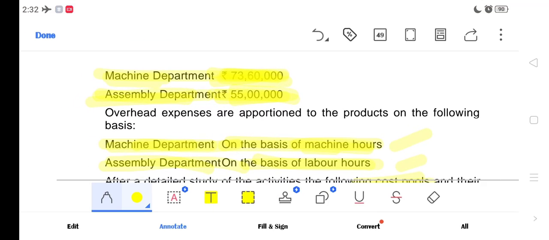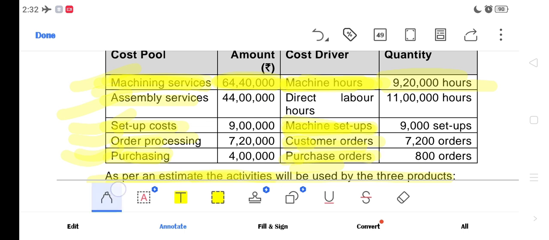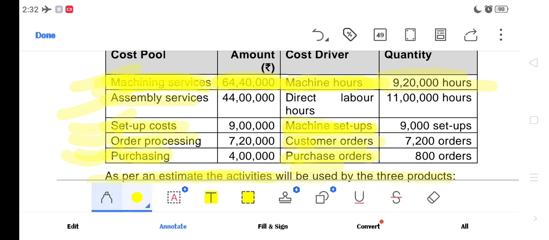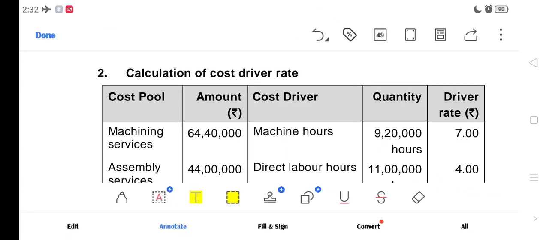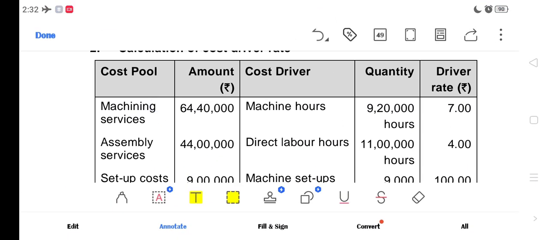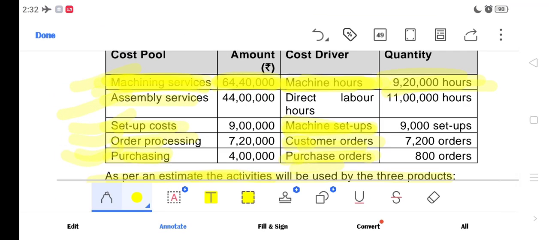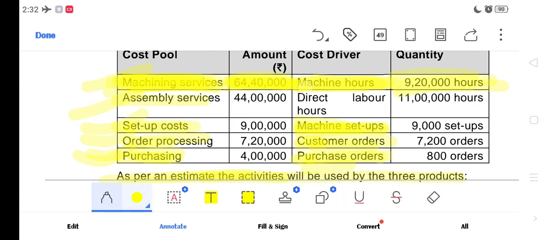Now here see, they have given machine services as 64 lakh 40,000 for total 9 lakh 20,000 hours. You do the same. Using this table you have to calculate. See here, 64 lakh 40,000 and 9 lakh 20,000 hours they have given. So per hour you have to calculate, and the same with assembly services also. 44 lakh they have given, 11 lakh hours are there. So per hour you have to calculate. And setup cost also 9 lakh amount they have given, and 9,000 setups. Per setup you have to calculate.